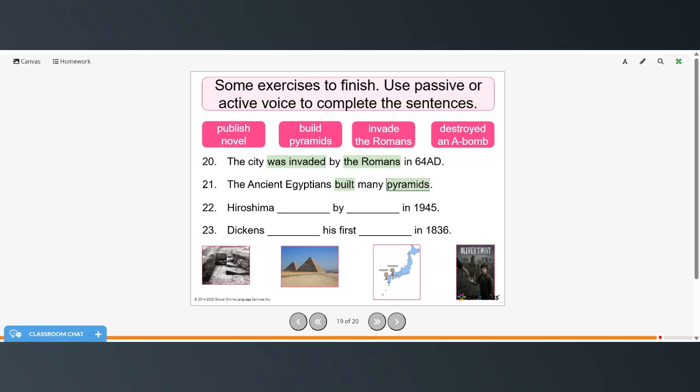Hiroshima was destroyed by an A-bomb in 1945. Dickens published his first novel in 1836.